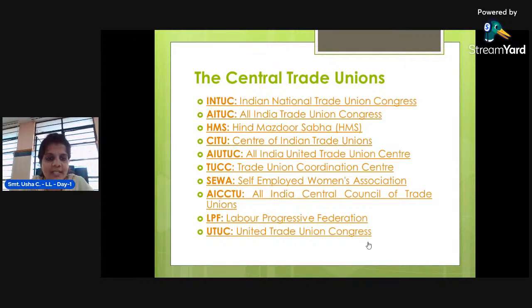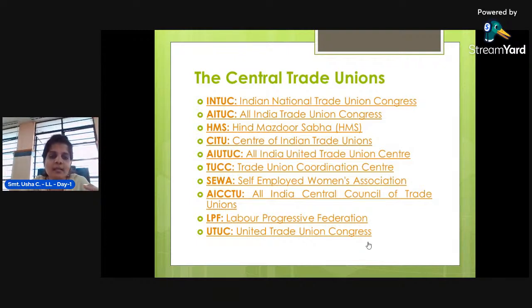These are the various central trade unions existing in India. The first one is the Indian National Trade Union Congress. It is the first and foremost trade union, the first trade union to exist, and it is the dominant trade union. The second is the All India Trade Union Congress, the second central trade union. And Hind Mazdoor Sabha is the third largest trade union of our country.